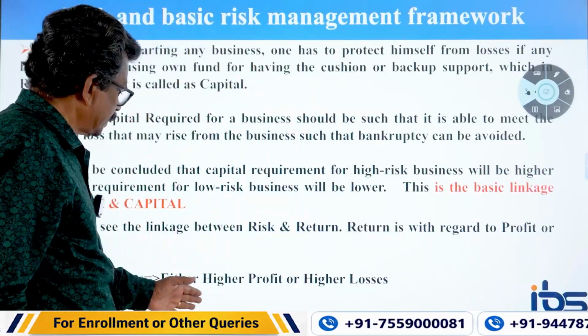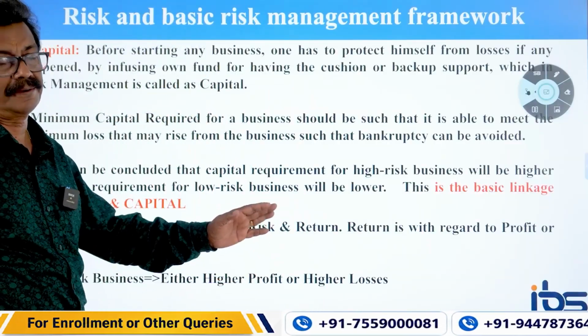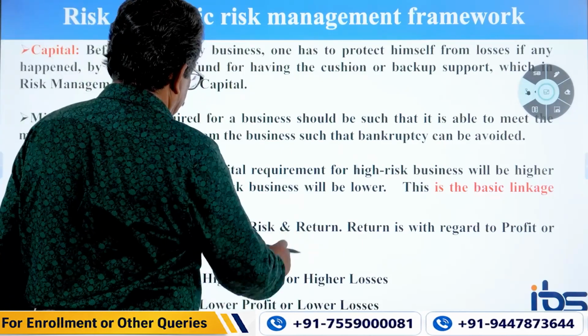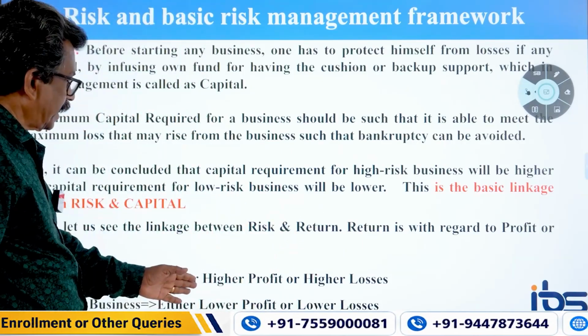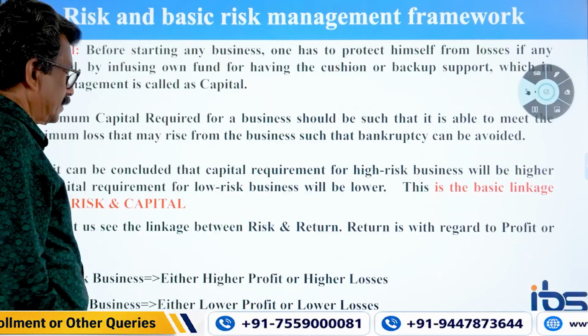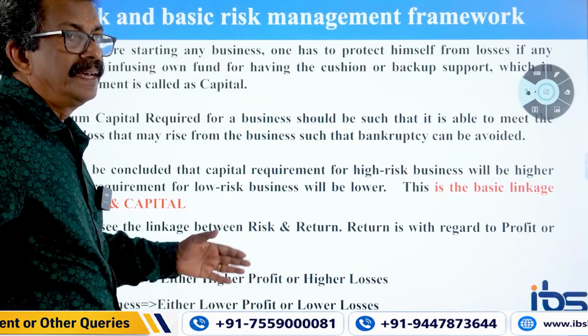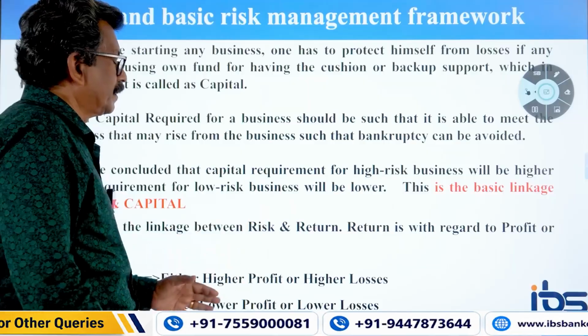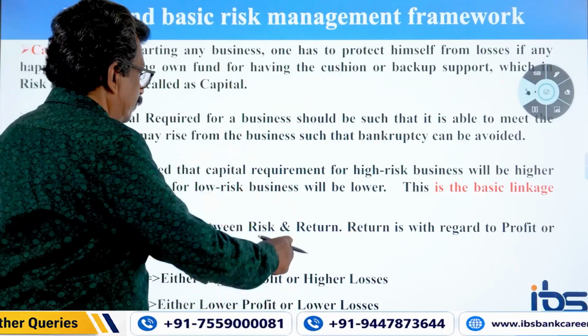So high risk business, either higher profit or higher losses. Low risk business, either lower profit or lower losses. So this is the linkage between risk, return and capital, also called the trinity of risk management.